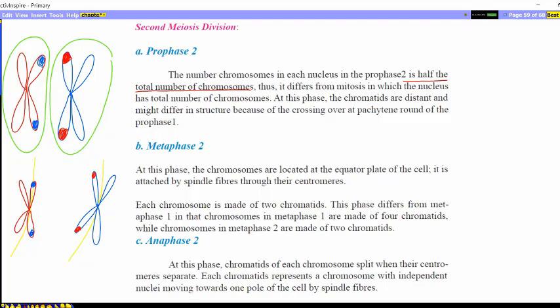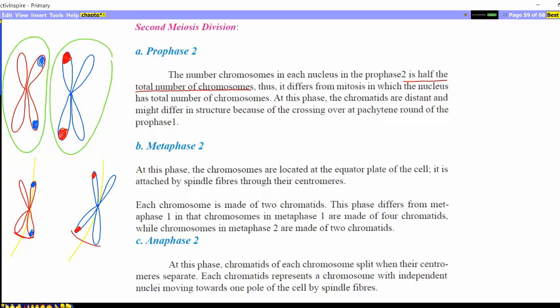Each chromosome is made up of what? Two chromatids. While in metaphase 1, the cells make binary chromosomal groups. These two homologous chromosomes were together in metaphase 1, but in metaphase 2 they separated and are in different cells. This phase differs from metaphase 1 in that chromosomes in metaphase 1 have 4 chromatids, while in this phase they consist of only 2 chromatids. A major difference between metaphase 1 and metaphase 2.